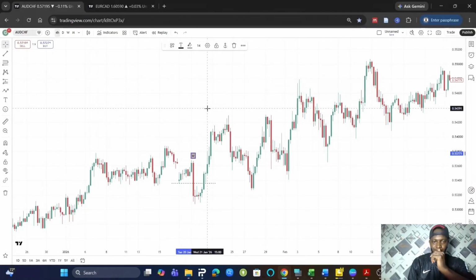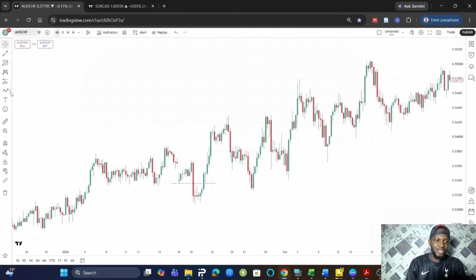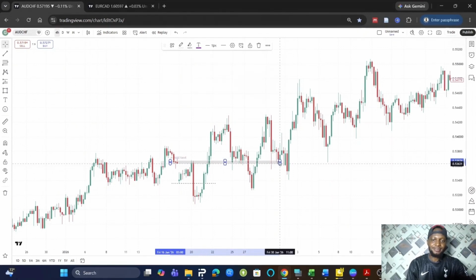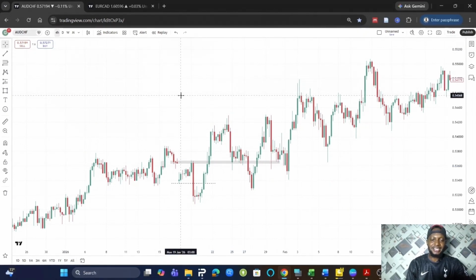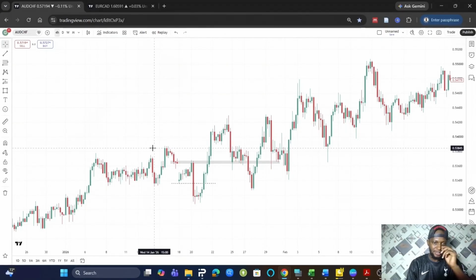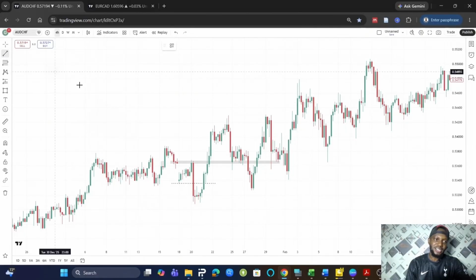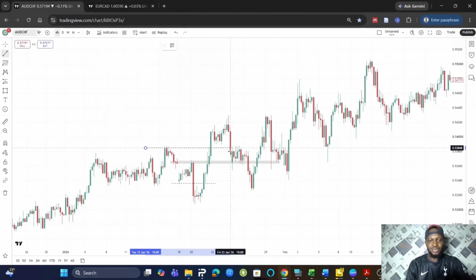So this is a W pattern right here, and then we have some form of neckline of the W pattern, right? This is the neckline, and then you would notice that this candle right here breaks past this high. So this is what we refer to as the break of structure. We use the orange color line to depict this break of structure.